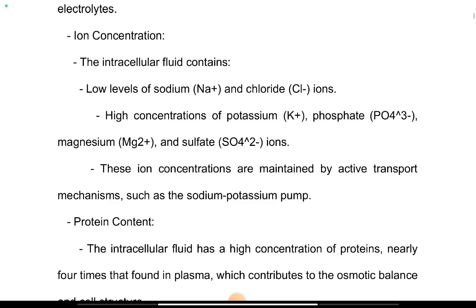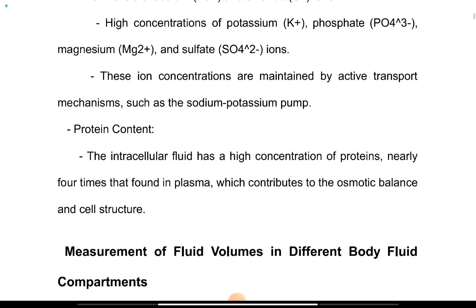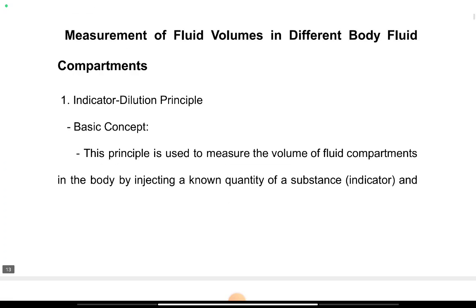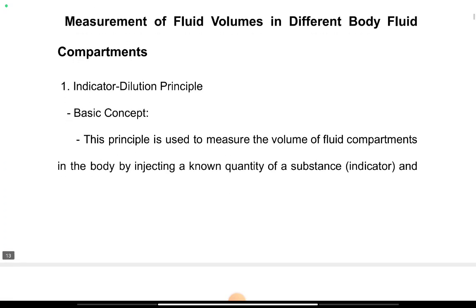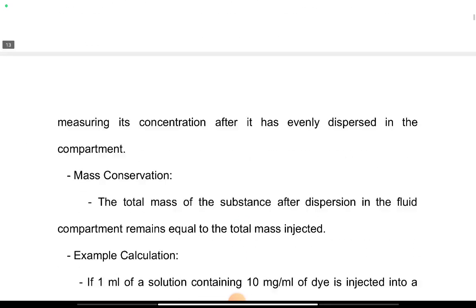Now let's move on. Measurement of fluid volumes in different body compartments. This is more of practical stuff, so we are going to skip this part. But if you have any questions, our brainstorming group is open, so you can always ask any questions you have.